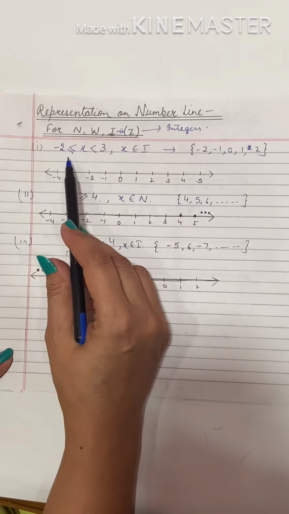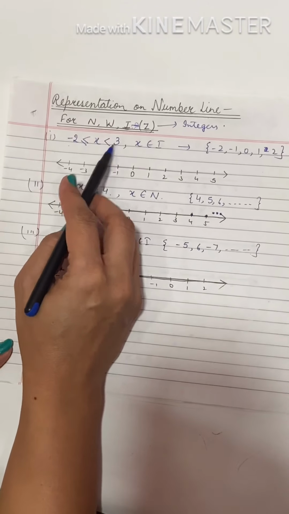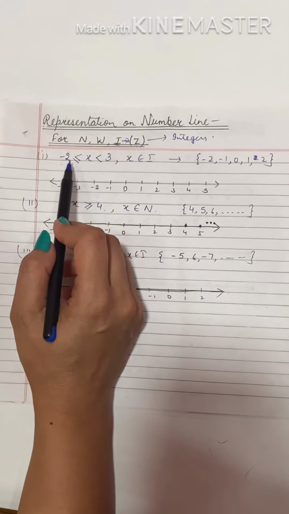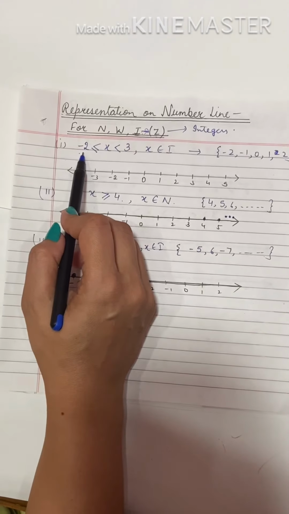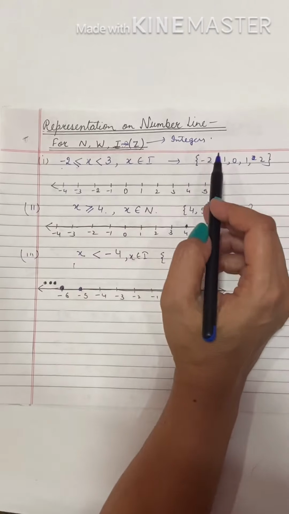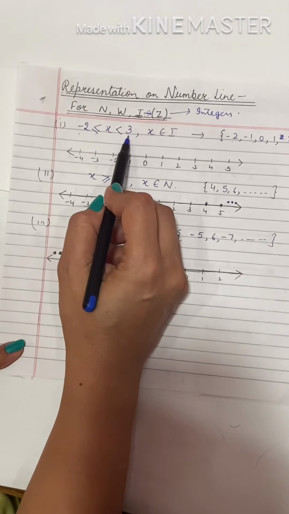If we are getting the solution as -2 ≤ x < 3 and x belongs to integers, we'll have to take those values of x which satisfy this condition, that it is greater than or equal to -2 and less than 3. The equal to sign is here, so that's why we include -2 also. We'll be taking all the integers which satisfy this condition.